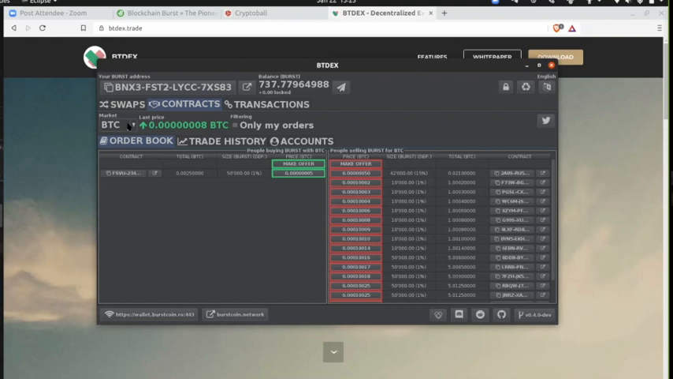And then what about when you integrate fiat? How will you do that, and which currencies?